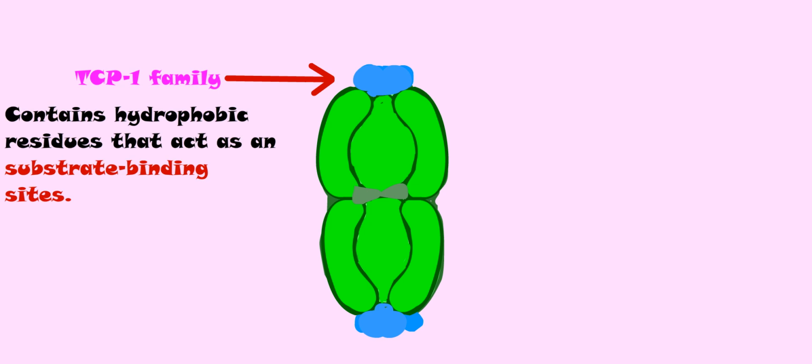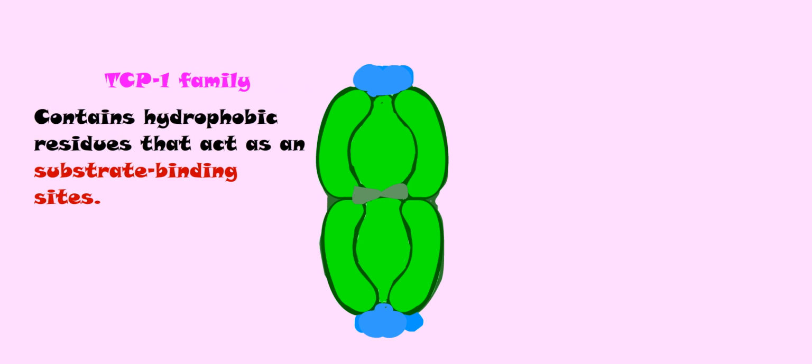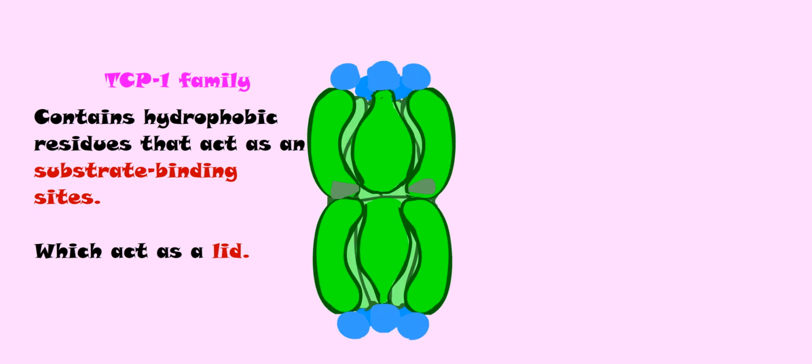The emerging polypeptide chain is transferred from the ribosome to TRiC via either the chaperone GimC or the HSP70 chaperone machinery via prefoldin. The apical domain of TRiC has a long extension, which forms an alpha helical protrusion. This extension is highly conserved in the TCP1 family and contains hydrophobic residues that act as substrate binding sites. The extensions arch over the central channel to form the substrate binding surface and act as a lid.